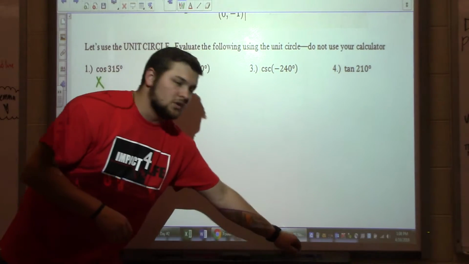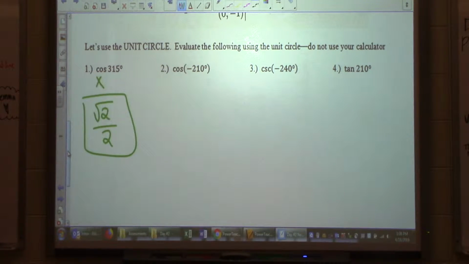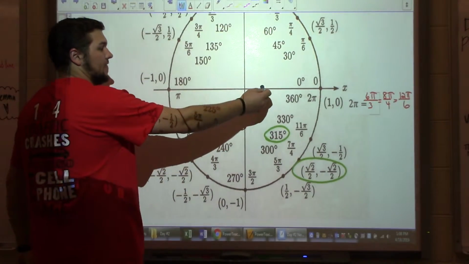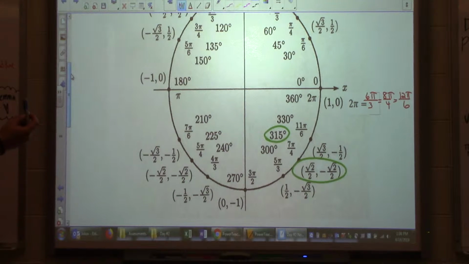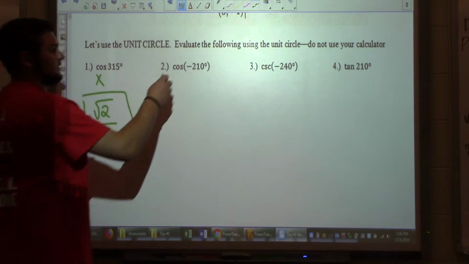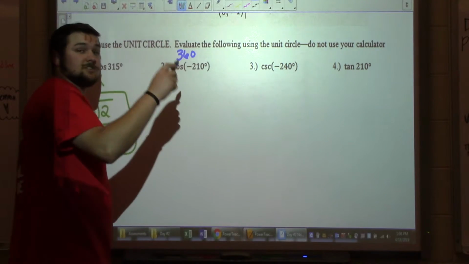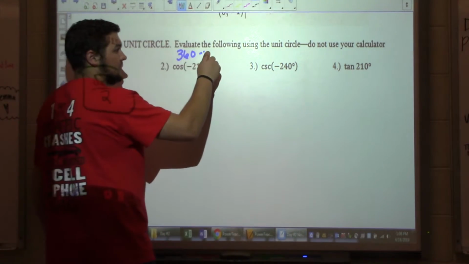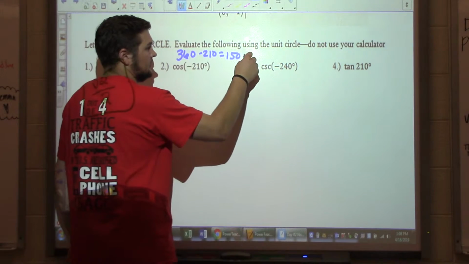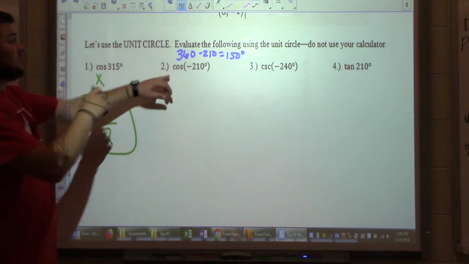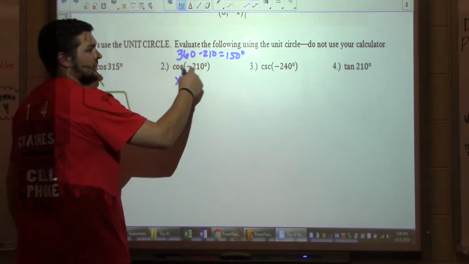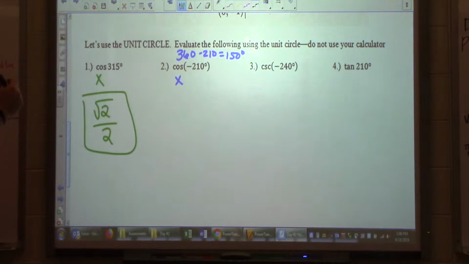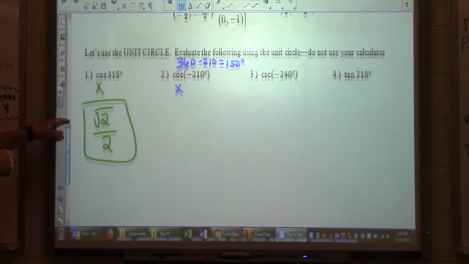The next one, cosine of negative 210 degrees. There's a couple different ways you could do it. You could start at 0, and you go negative 210 degrees around. That's perfectly fine. Or, we could also find the positive value for that. How we would do that would be, take 360, because it's 360 all the way around, and subtract 210. We would get 150 degrees. So once again, the cosine tells me I'm looking for x, and I'm looking at 150 degrees, or negative 210 degrees, however you want to say it.